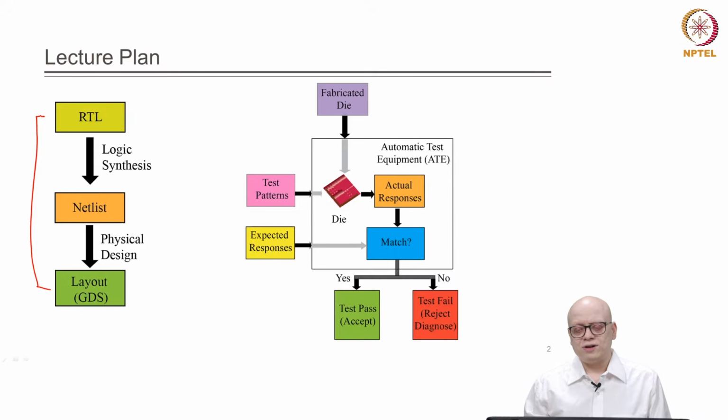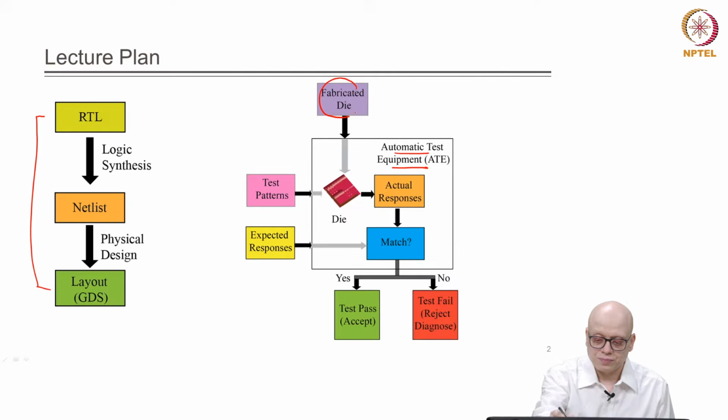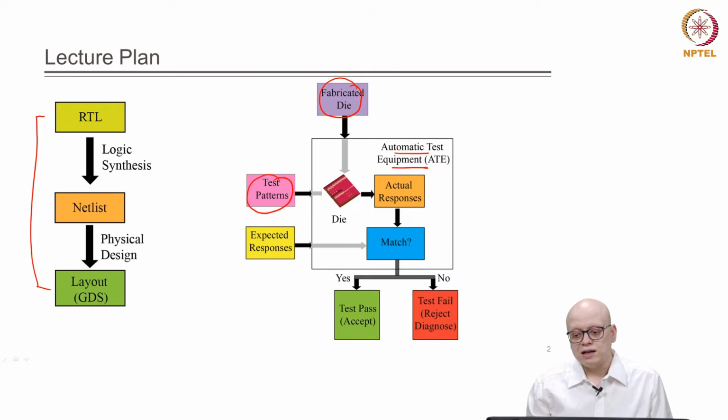These design tasks which are targeted for testing are grouped together and called design for test. Before proceeding further, let's also recap how testing is done. The most popular method of doing testing is using automatic test equipment. In this testing method, we take the fabricated die and apply test patterns on those fabricated dies with the help of automatic test equipment and see the actual responses that are obtained for the fabricated die.